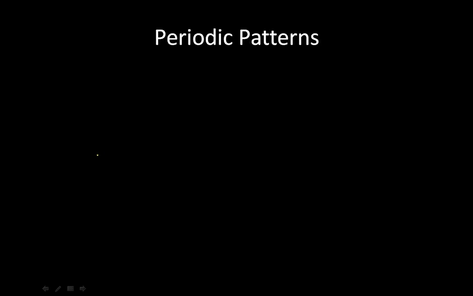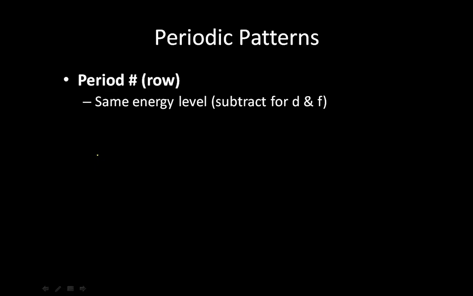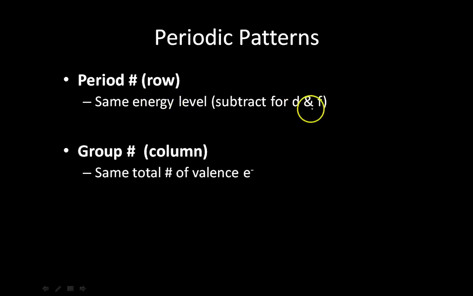Now, what you're going to notice the more you do these is that there are lots of patterns that emerge in the periodic table. The first is that each row has the same highest occupied energy level. So any element that's in the same row of the periodic table has the same last energy level, except d's and f's are off by a row, or 2 for the f's. The column number, the group number, tells you how many total valence electrons there are. Now we haven't developed this idea a whole lot yet, but this is like the outer electrons, and these are going to become important for bonding.